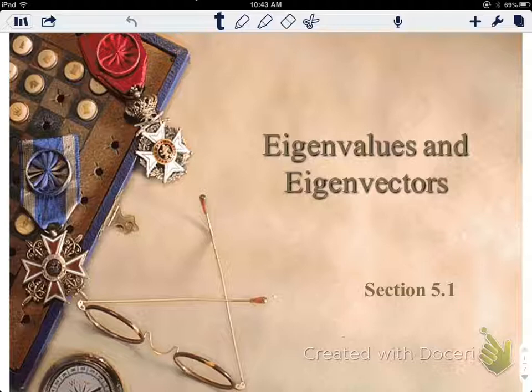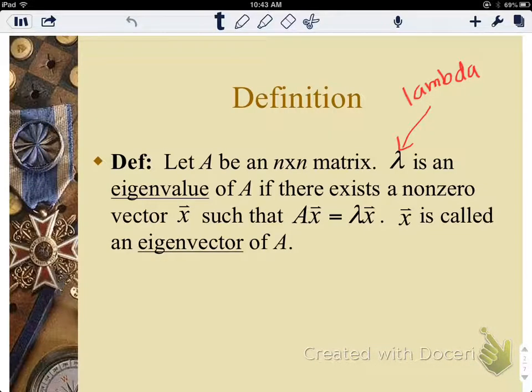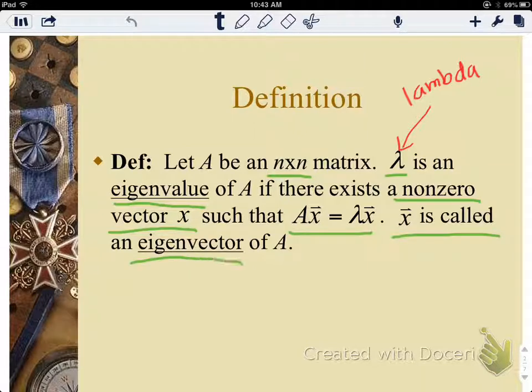So eigenvalues and eigenvectors. Here's the definition, and again, this is something you should be writing on your note cards. Let A be an n by n matrix, and lambda, the lowercase Greek letter lambda, is an eigenvalue of A if there exists a non-zero vector x such that A times x equals lambda times x. The vector x is called an eigenvector of A. Make sure you understand that definition very carefully.